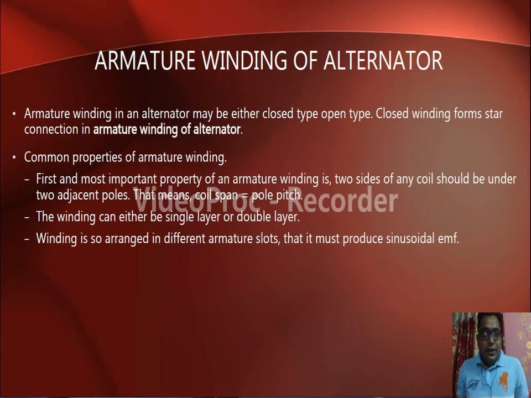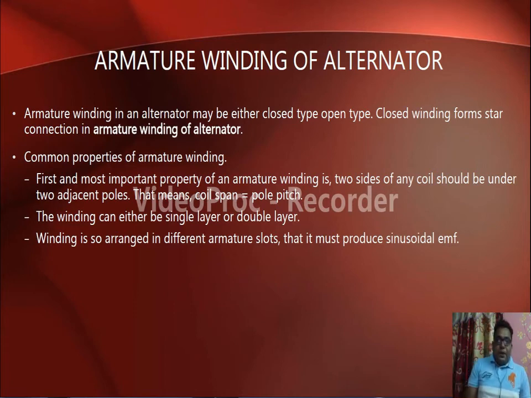Okay, next, armature winding. There are actually different kinds of winding, because this is a three-phase winding. Winding can be placed mainly in two types. One is concentrated winding, where all windings are placed together, and the next one is distributed winding, where the windings are distributed all over the structure.